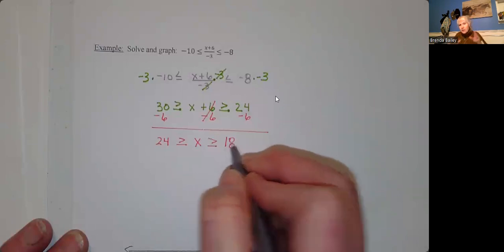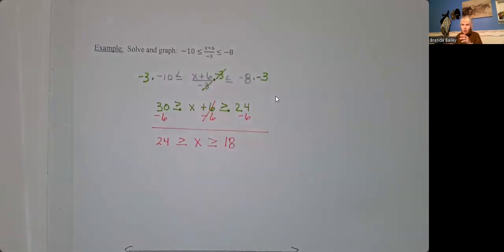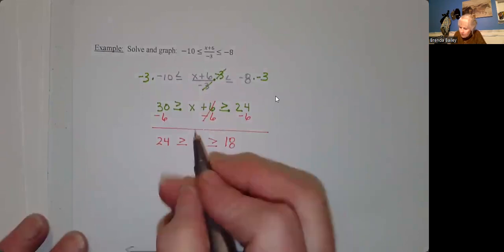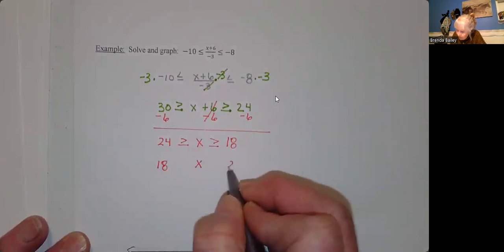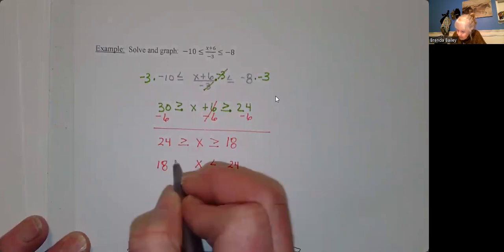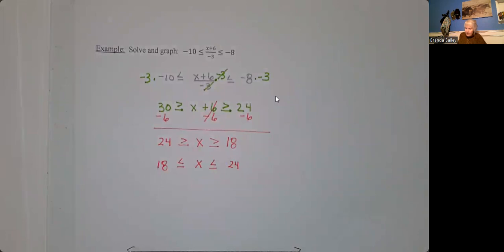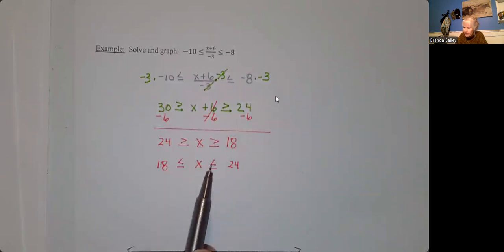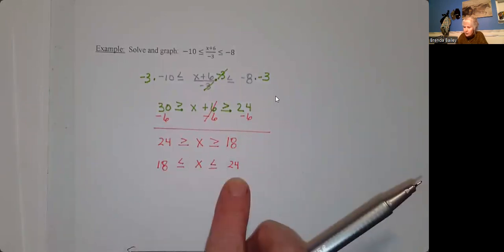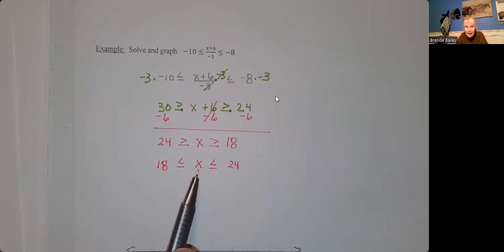I just don't like this written this way. I'm going to swap the inequalities. So we've got x, I'm going to put the 18 over here and the 24 over here and flip our inequalities. So we've got x is greater than or equal to 18. X is less than or equal to 24. This one's easier to read. X is between 18 and 24. This is a compound sentence.